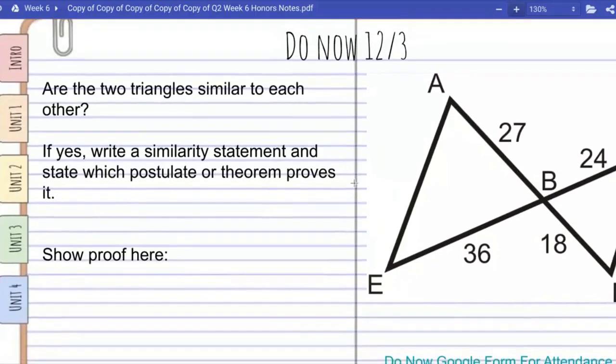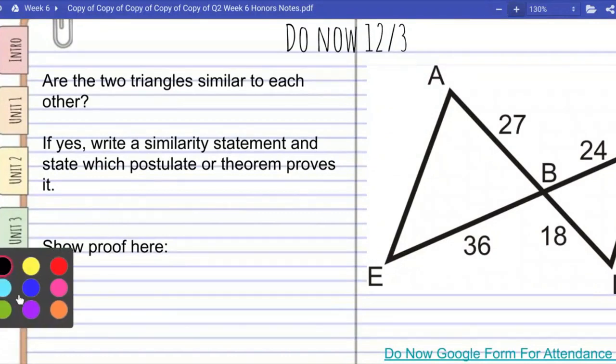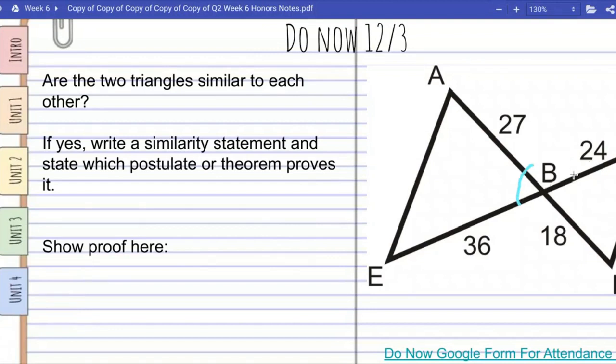Okay, so on your do now, it says, are the two triangles similar to each other? The answer is going to be yes. The reason is because we have vertical angles. Angle ABE and angle CBD are vertical angles. So those two angles are equal to each other.